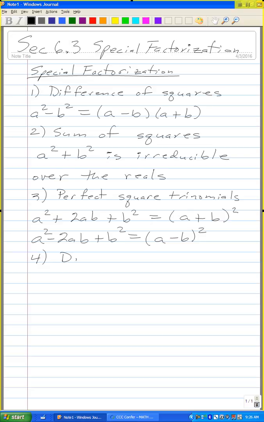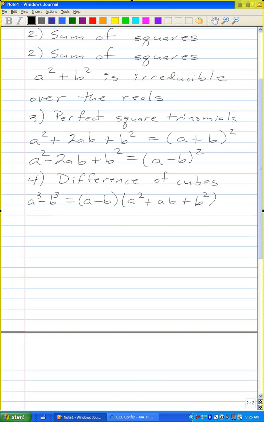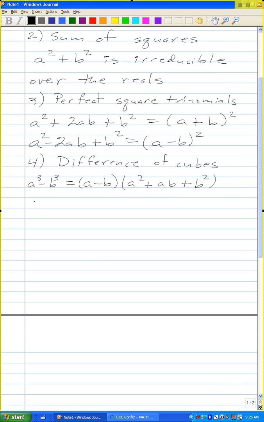The difference of cubes: a cubed minus b cubed is a minus b times a squared plus ab plus b squared. Next, the sum of cubes: a cubed plus b cubed is a plus b times a squared minus ab plus b squared.